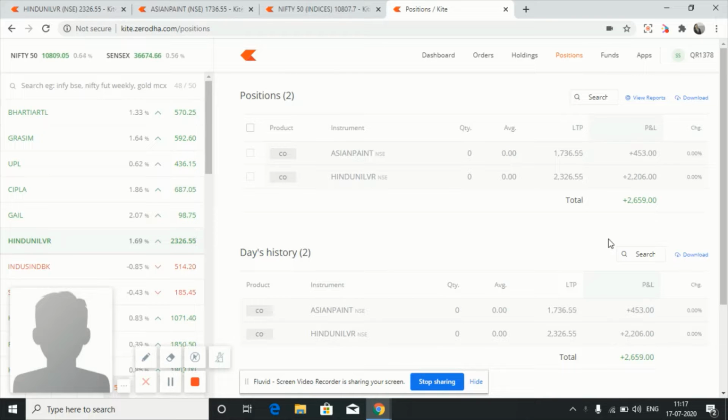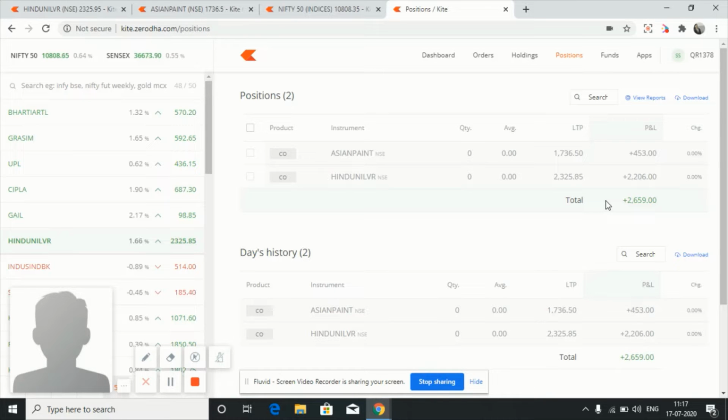So, coming to today's discussion, we have taken two trades. One we worked on Asian Paints and another on Hindustan Unilever. In Asian Paints I did a small scalping, and in Hindustan Unilever I did a conventional intraday trade. Both techniques will be discussed in detail.